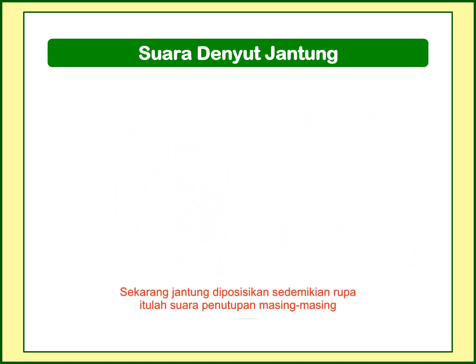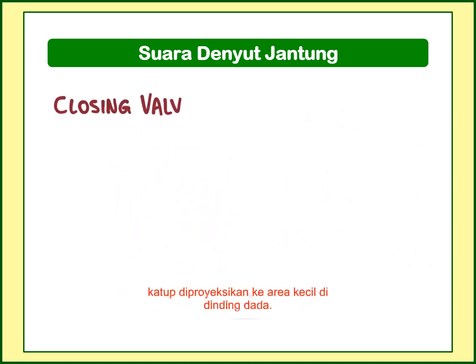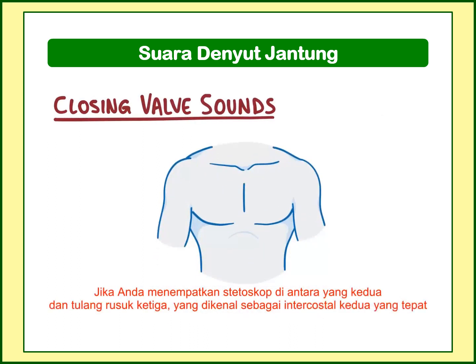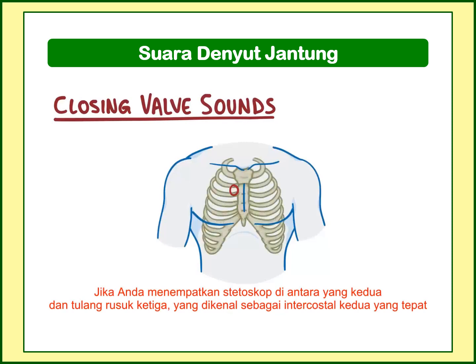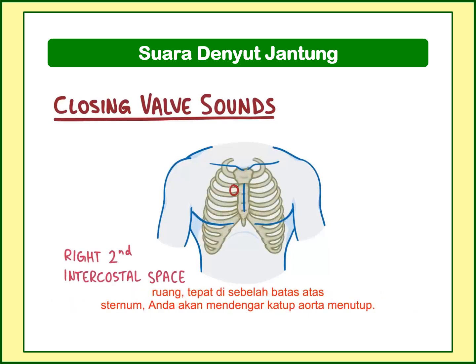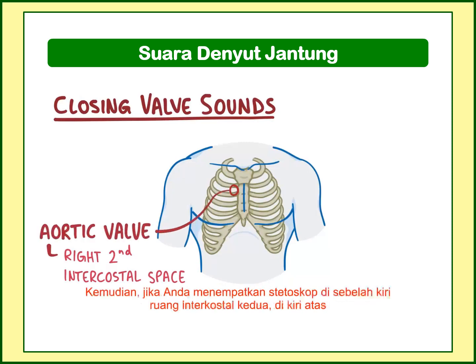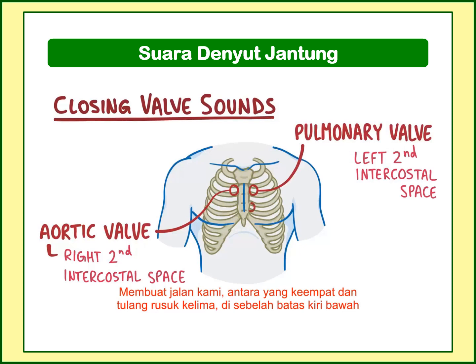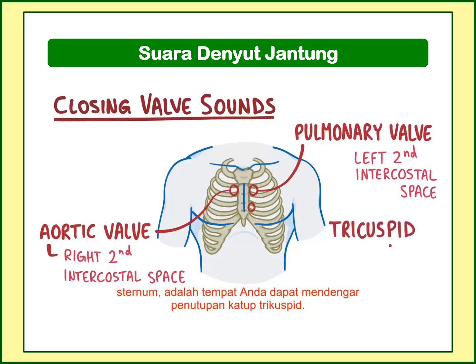Now, the heart is positioned in such a way that the sound of the closing of each of these valves is projected onto a small area on the chest wall. If you put a stethoscope between the second and third rib, known as the right second intercostal space, just next to the upper border of the sternum, you'll hear the aortic valve closing. Then if you place a stethoscope in the left second intercostal space, at the left upper sternal border, you can hear the pulmonary valve closing. Making our way down between the fourth and fifth rib, next to the left lower border of the sternum, is where you can best hear the tricuspid valve closing.